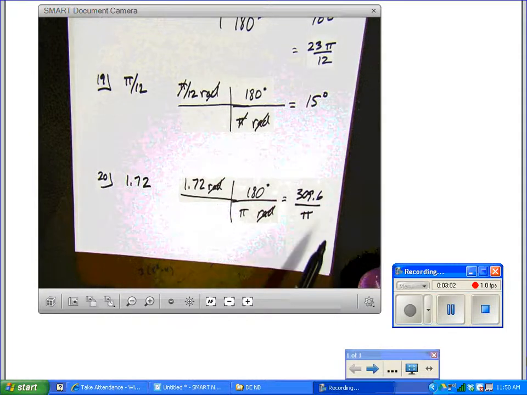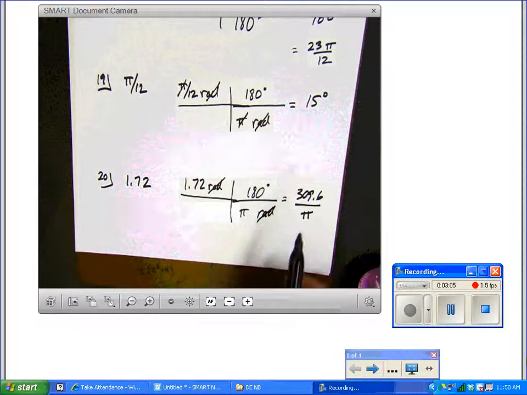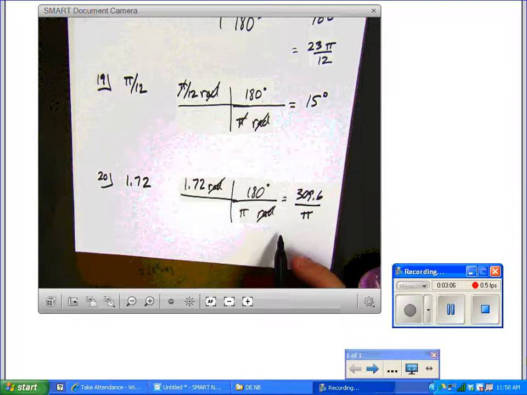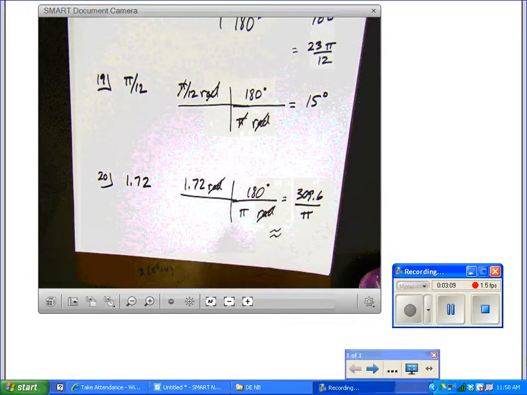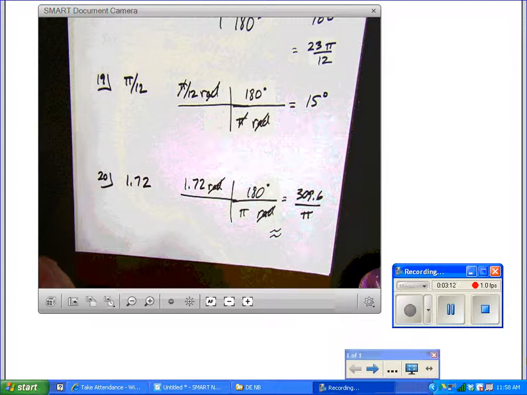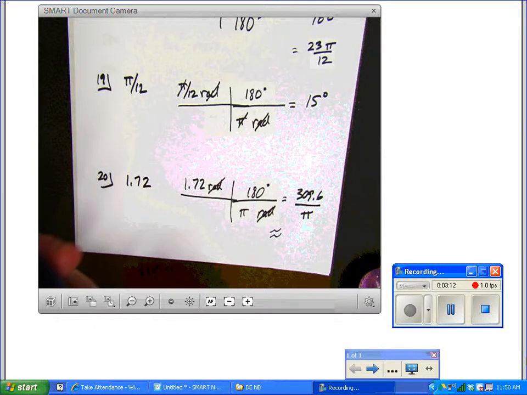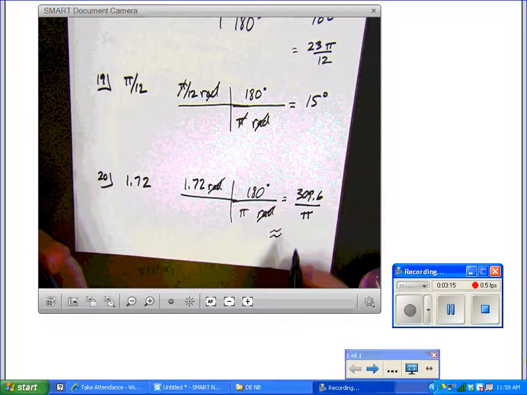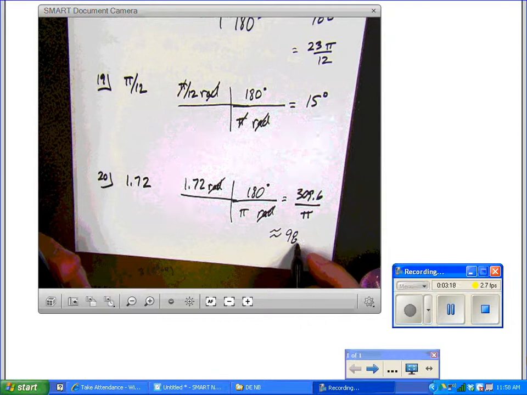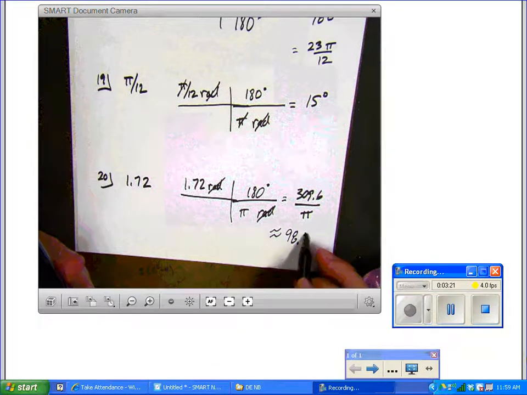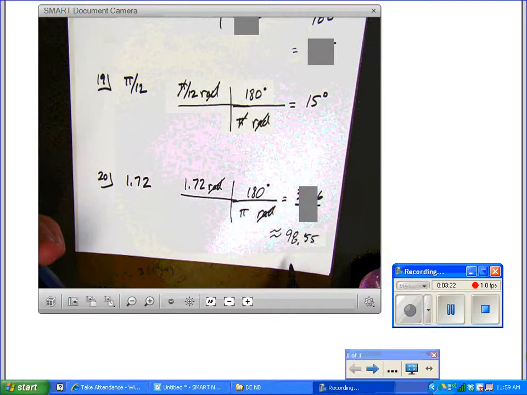So our directions here told us to round, I believe, to 2 decimal places. So we're just going to type this in the calculator now, 309.6 divided by pi. Okay, so to 2 decimal places here, this should have come out to be 98.55. And of course, that would be in radians.